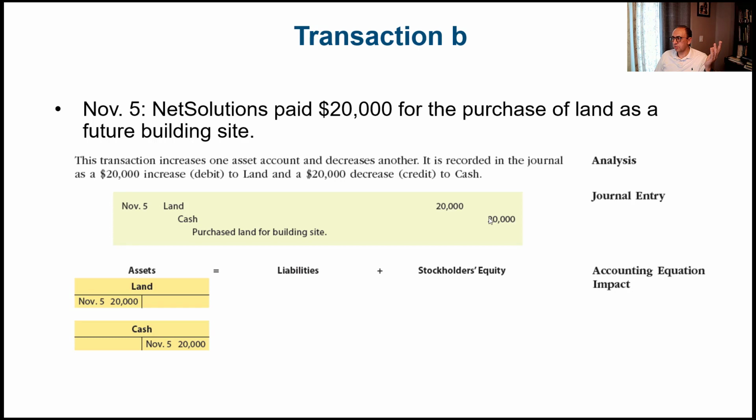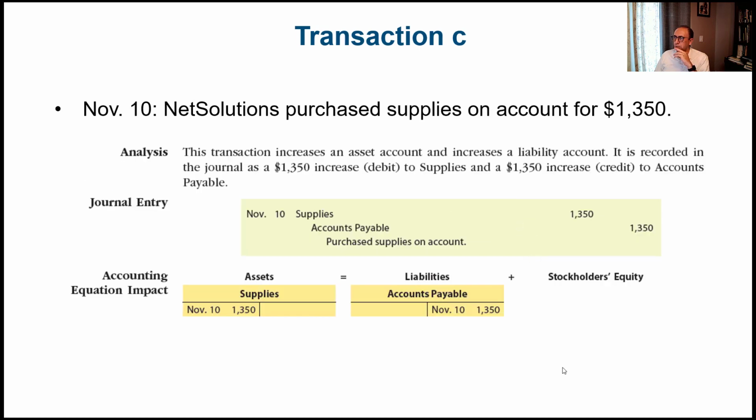Okay, so you can see here, whatever was debited, we have an equal balance for a different account with the same amount. Let's see transaction C. Net Solutions purchased supplies on account for $13.50. So the only difference here, we didn't pay in cash. It's on account. So we have a promise to pay them in the future. This is a liability created now, and we call that accounts payable.